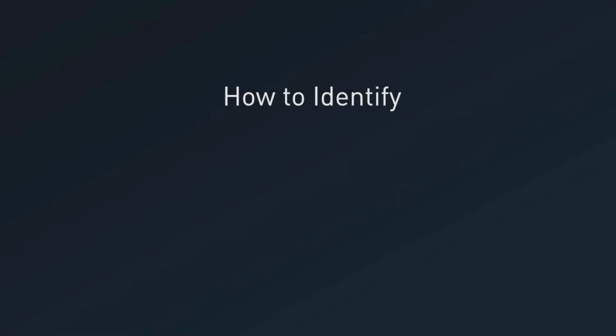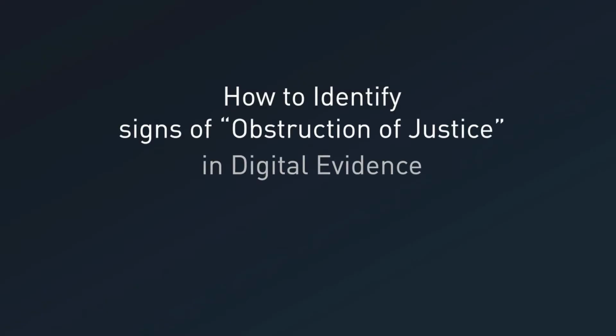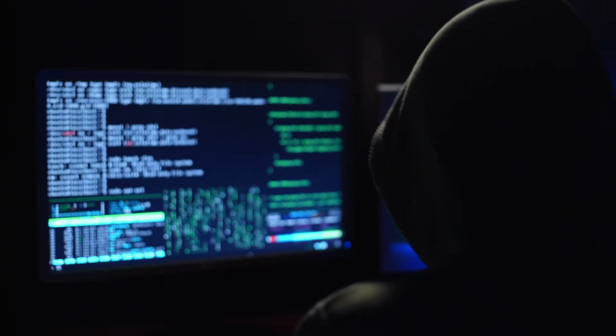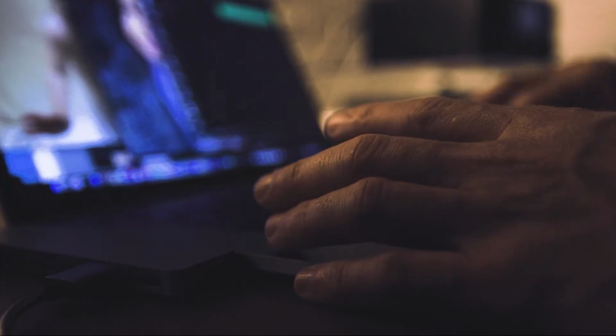How to identify obstruction of justice in digital data using Cellebrite Pathfinder. Many criminals try to hide evidence regarding their illegal activities. Hiding and deleting digital evidence is a crime by itself and is referred to as obstruction of justice.